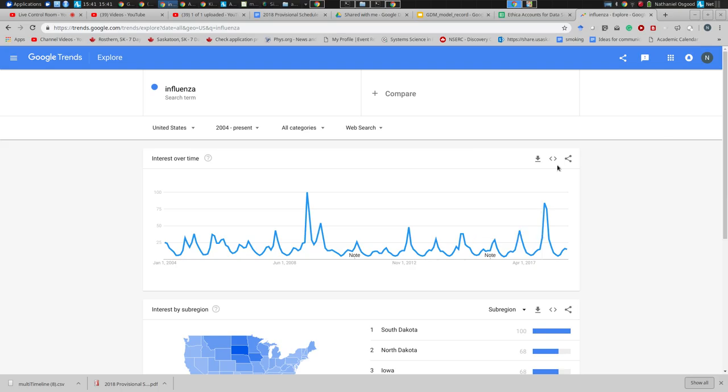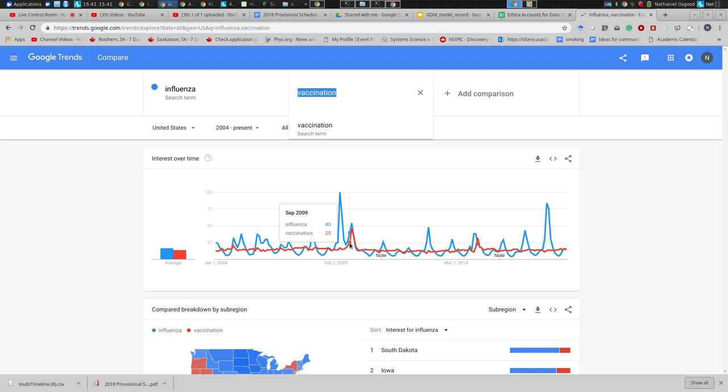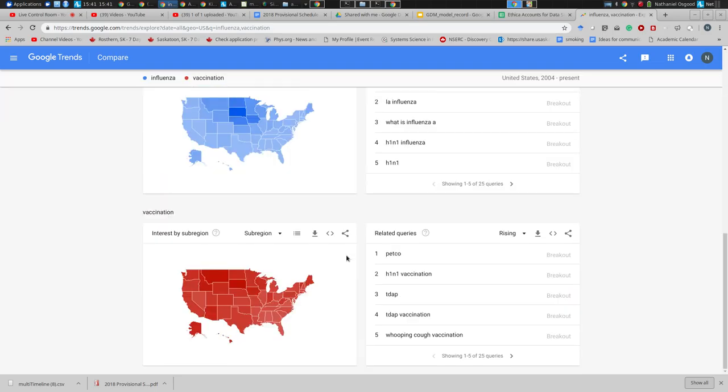So a few other points here. We can download these items. We can also compare. If we look at vaccination, for example, we might be interested in the degree to which vaccination interest is correlated with or covaries with flu-based searches. And one thing you'll notice is there's this very tantalizing period in the second wave of the flu pandemic, 2009-2010, where vaccination seemed to rise very strongly with the amount people were searching for flu-related terms, right?